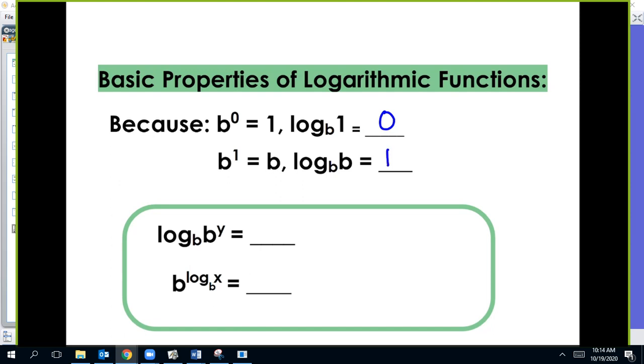And so that just helps us do some simplifying, like log base b of b to the y. This is 1, and so the 1 will cancel out there, and it'll just equal the y. And then b to the log base b of x, then everything will cancel and we just get x. That will really help us when we're simplifying some things.